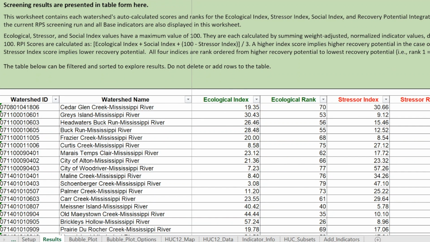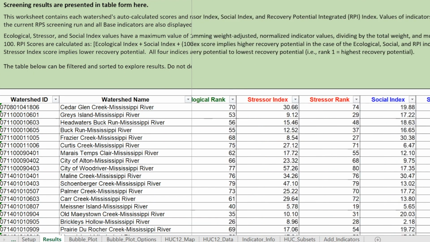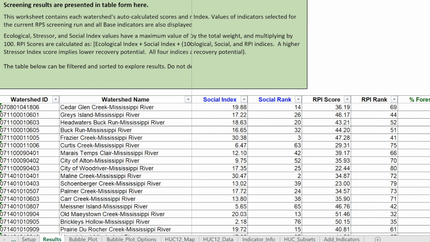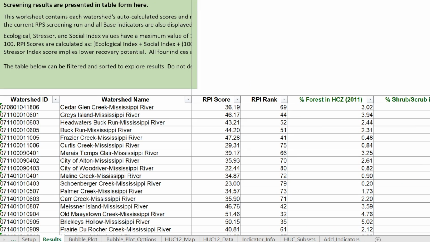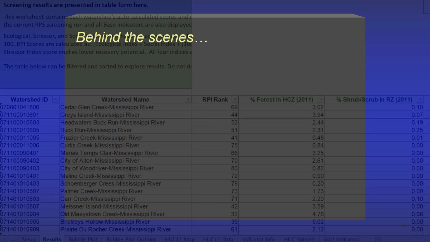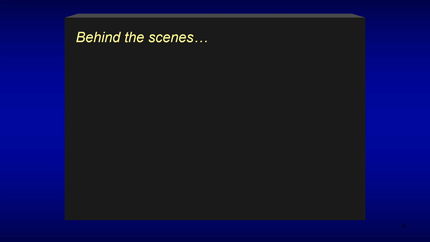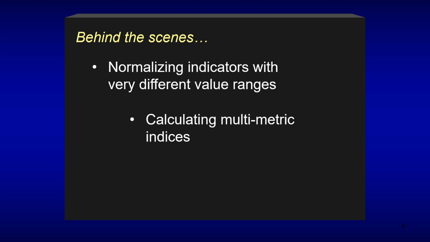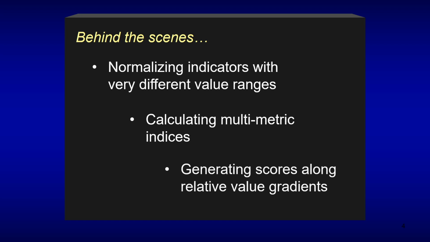The Recovery Potential Screening tool compares watersheds or hydrologic units to determine differences relevant to a stated purpose. But what's the math behind the scenes? This module covers the calculations in an RPS tool, including its handling of indicator values, its development of multimetric indices, and the principles of relative scoring.